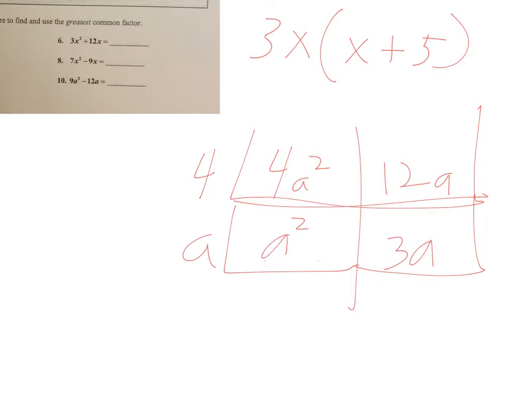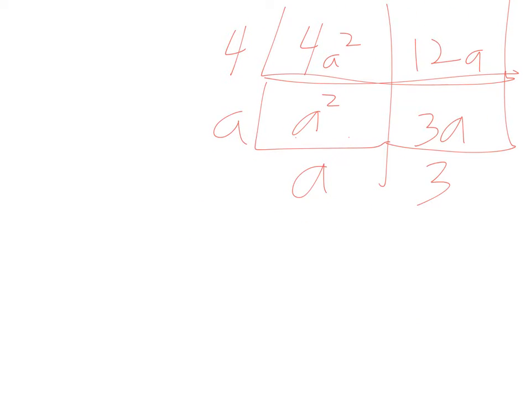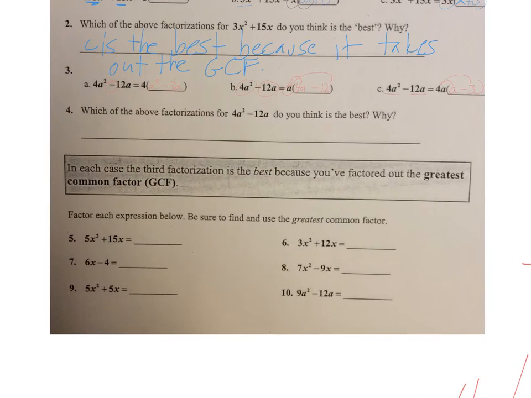If I divide out a factor of a, I just have a left, and if I take the a out here and divide by it, I have 3 left. So I end up with a and 3, and then 4a, which gives me 4a times a plus 3. Again, I'm not going to write this down because it's the same answer. Which do you think is best and why?